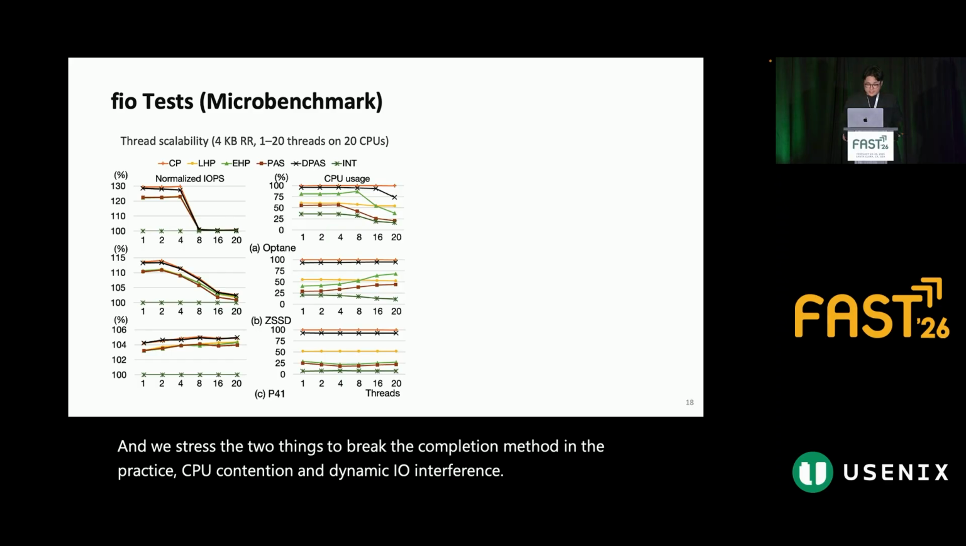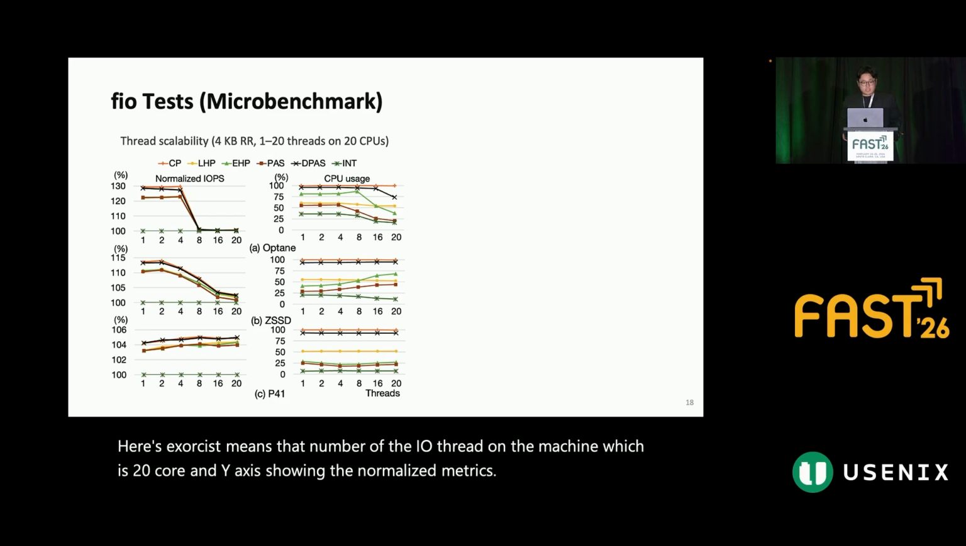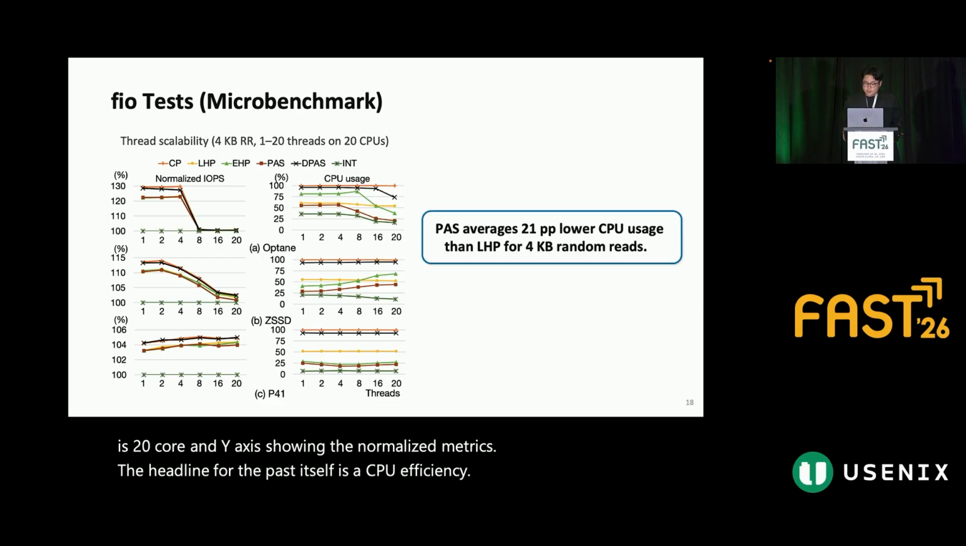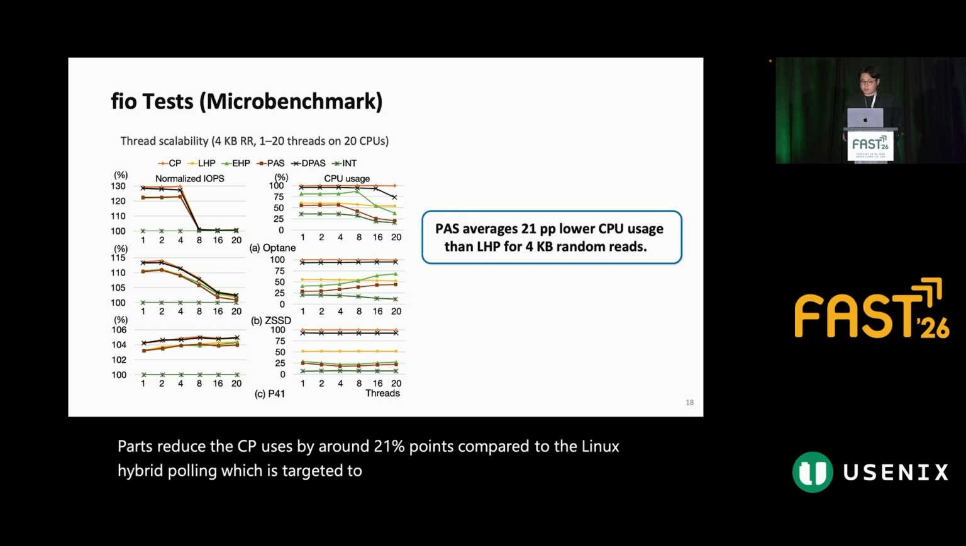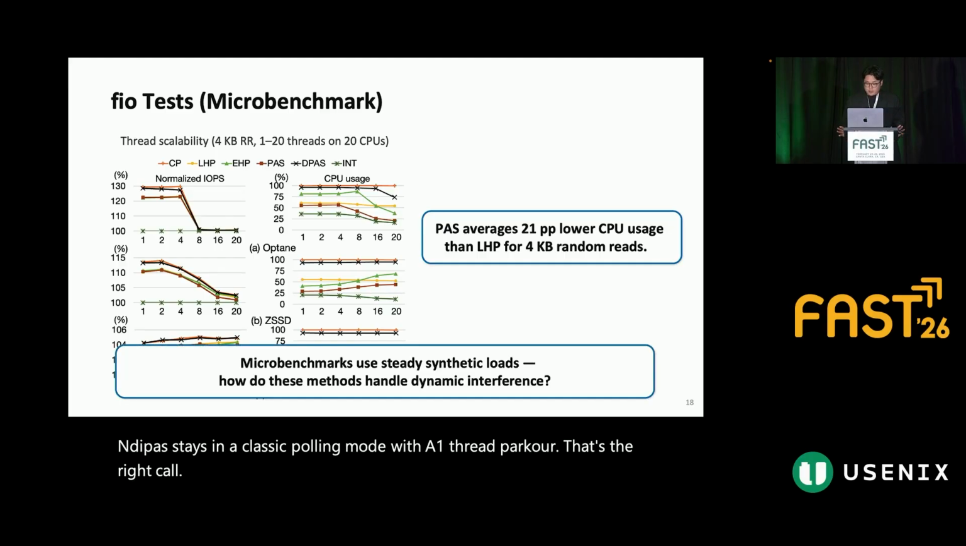So microbenchmark first. Here the x-axis is the number of I/O threads on the machine, which has 20 cores, and the y-axis shows normalized metrics. The headline for PAS itself is CPU efficiency. PAS reduced CPU usage by around 21 percentage points compared to Linux hybrid polling, which targets 50% CPU usage, while keeping similar I/O performance. And DPAS stays in classic polling mode with one thread per core. That's the right call. Then what about the harder scenario?